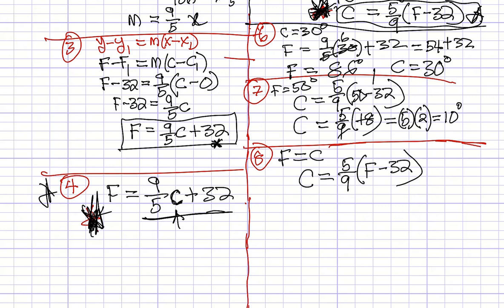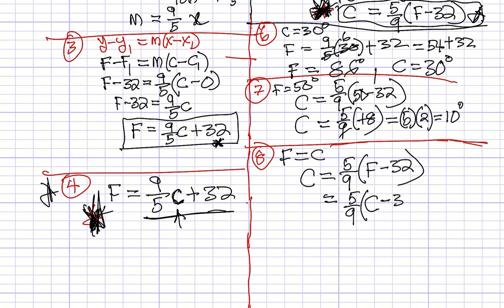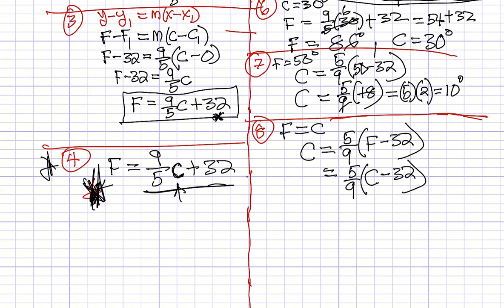So let's eliminate one variable. Then we'll say C is equal to 5 over 9, because C is equal to F. So we'll replace F with C: (C minus 32). I hope you see that, right? So we'll have one variable now. So we'll solve for C.